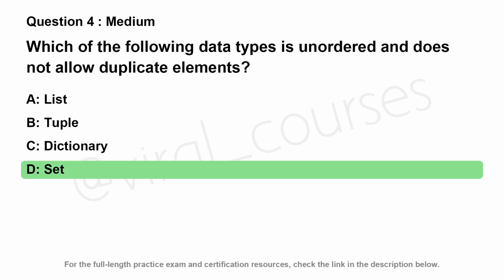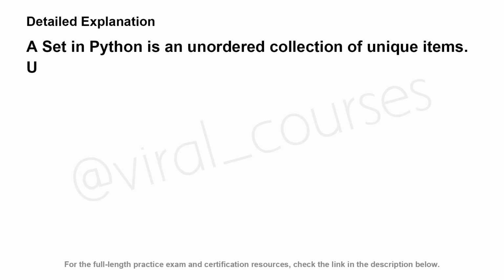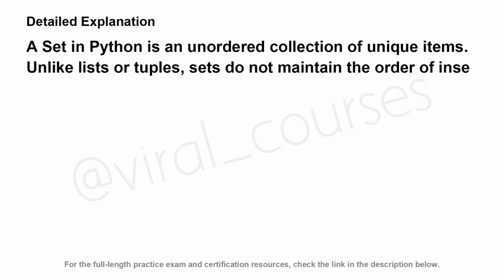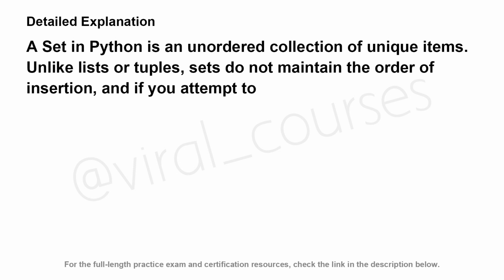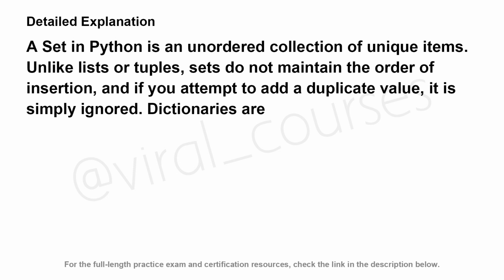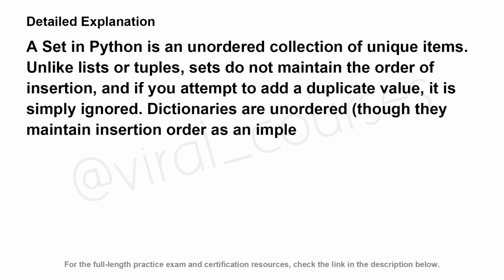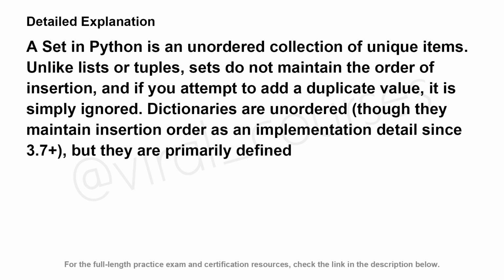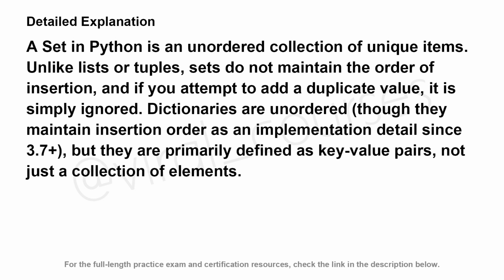The correct answer is D. A set in Python is an unordered collection of unique items, unlike lists or tuples. Sets do not maintain the order of insertion, and if you attempt to add a duplicate value, it is simply ignored. Dictionaries are unordered, though they maintain insertion order as an implementation detail since 3.7+, but they are primarily defined as key-value pairs, not just a collection of elements.